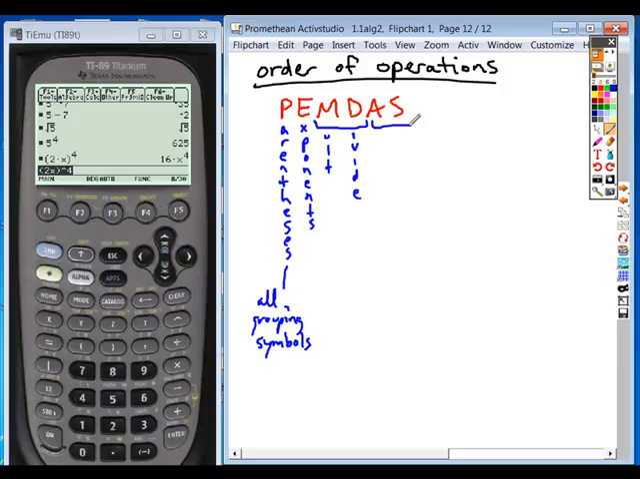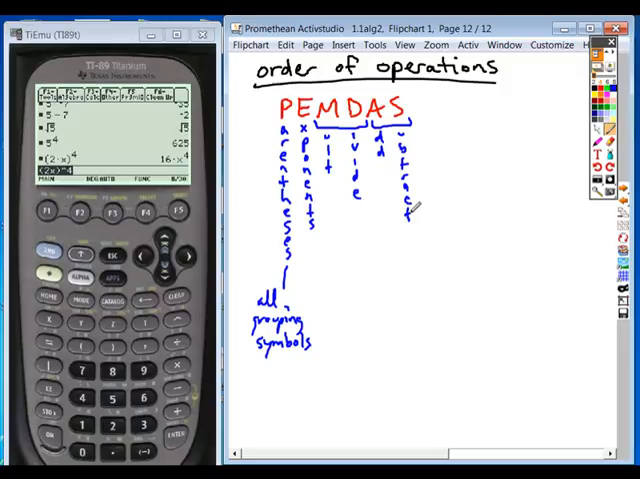Okay, and then the A and the S, the add and the subtract, same thing. There's no priority over either of those because subtracting is equivalent to adding the opposite. So you're really doing the same operation on each of those, but that's the order that you do these.